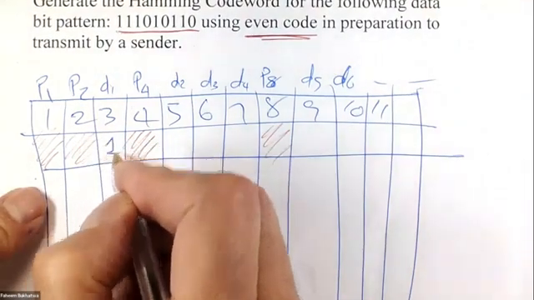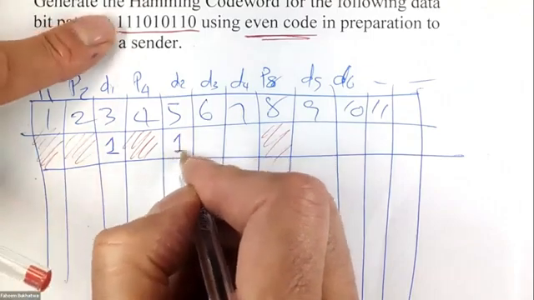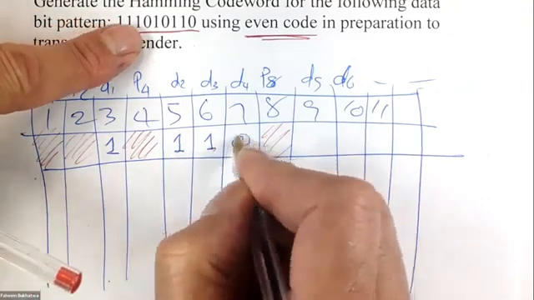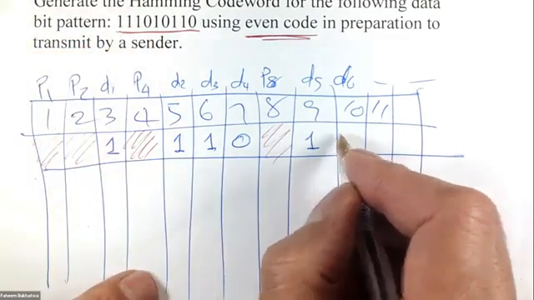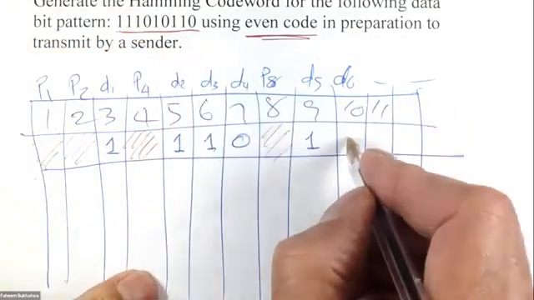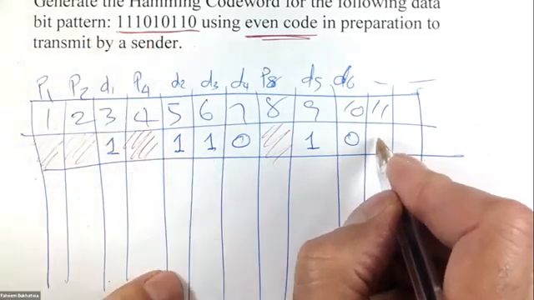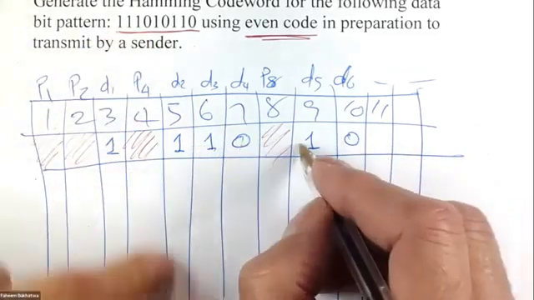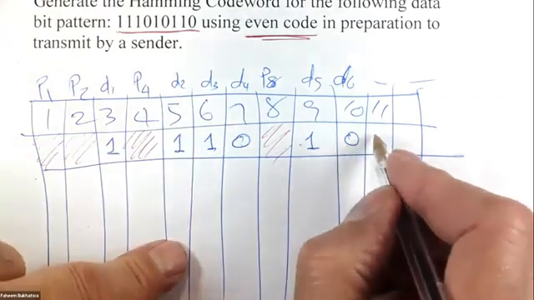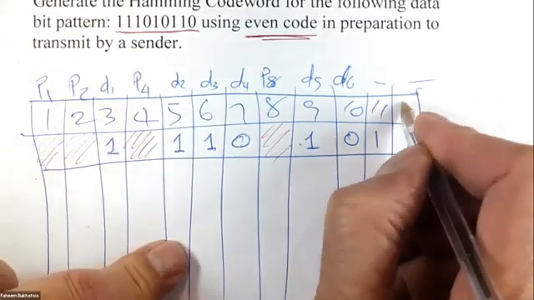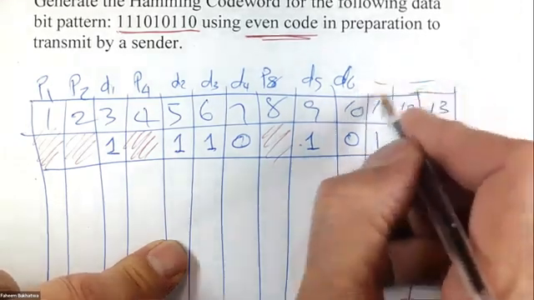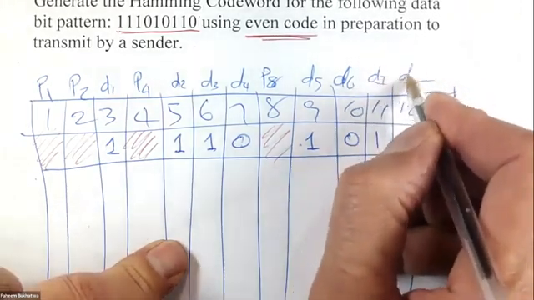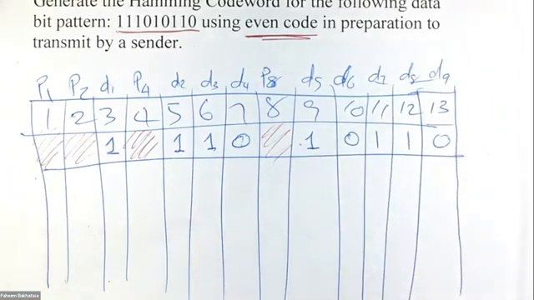I'm going to fill this part. 1, 1, 1, 0, 1, 0, 0, 1, 0, 1, 1, 0. So that's number 12 and that's number 13. Now we have the data.